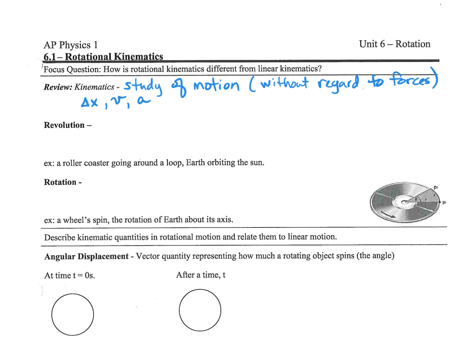Now, revolution. There's a difference between a revolution and a rotation. Look at the examples of revolution versus the examples of rotation. In revolution, it says a roller coaster going around a loop, the Earth orbiting around the sun, versus a rotation where it's a wheel spinning or the rotation of the Earth about its own axis. So would it be based on the positioning of the circle? So say, like the example of the CD, the revolution would be the outside, while the rotation would be the inside? It has to do with the position of the axis and the object.